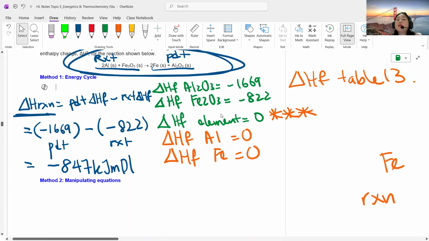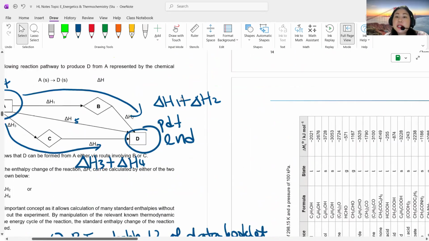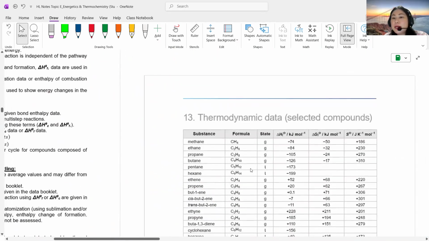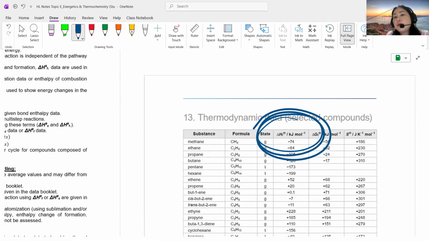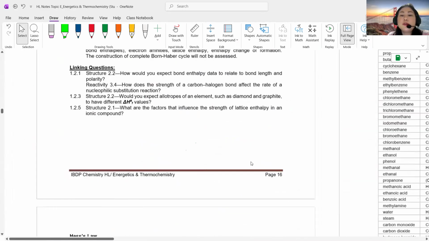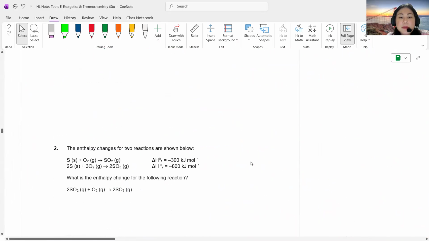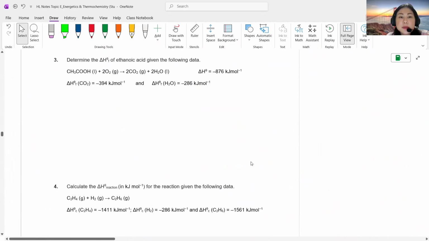Okay? So when do we use this formula? We use this formula when we are using data that's based on formation. And where can I find formation data? Either it is given in the question or in table 13. Okay, so I will try one more question for formation to let you see.